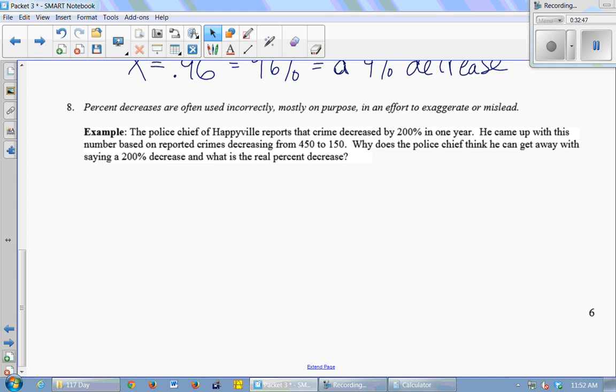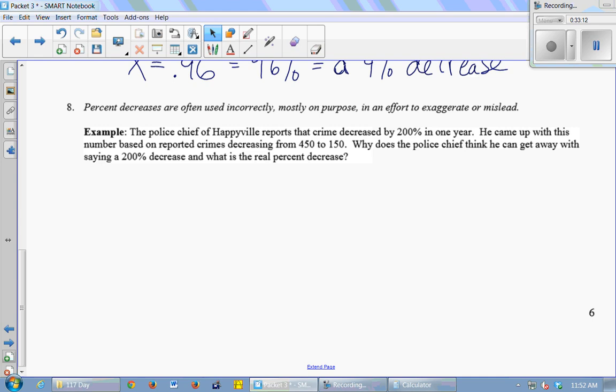Right. You would have to have 450 people doing random acts of kindness or something. A 100% decrease would be to 0, and then if you decreased another 100%, I guess negative crime is doing nice things. Okay. So do you think he can get away with saying a 200% decrease? No, it doesn't mean anything.